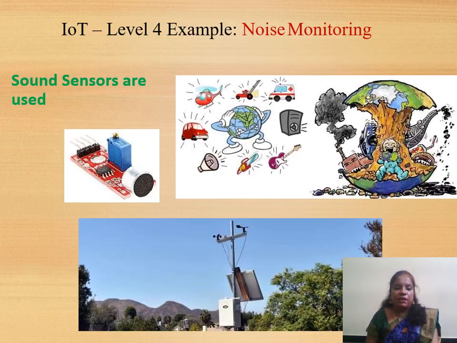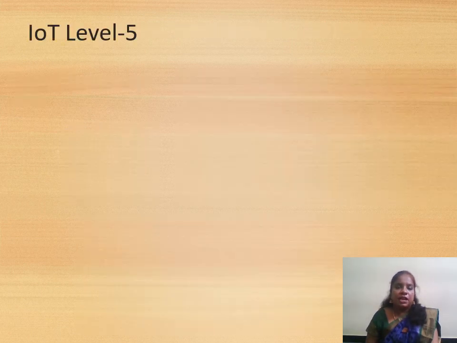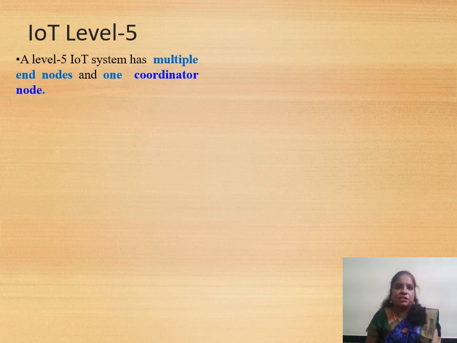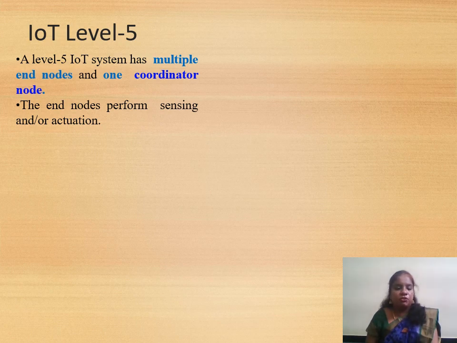An example of an IoT level 4 device is noise monitoring. You have multiple nodes set up to monitor the noise. They sense the sound and give results based on the sensed parameters. Next is IoT level 5. Level 5 devices are usually used in wireless networks. You can see there will be multiple end nodes and one coordinator node.